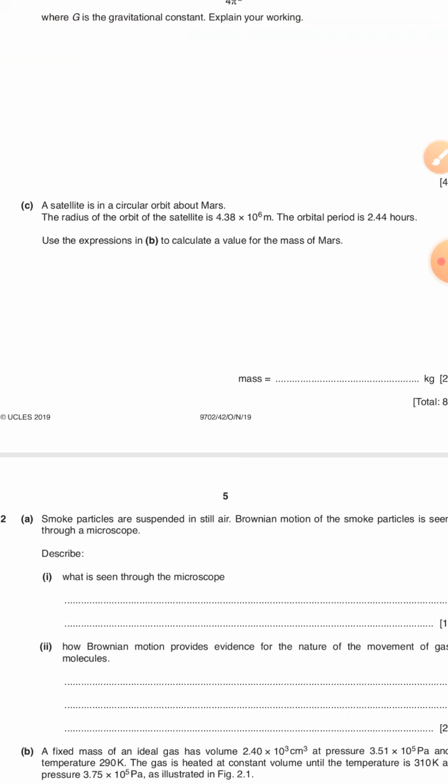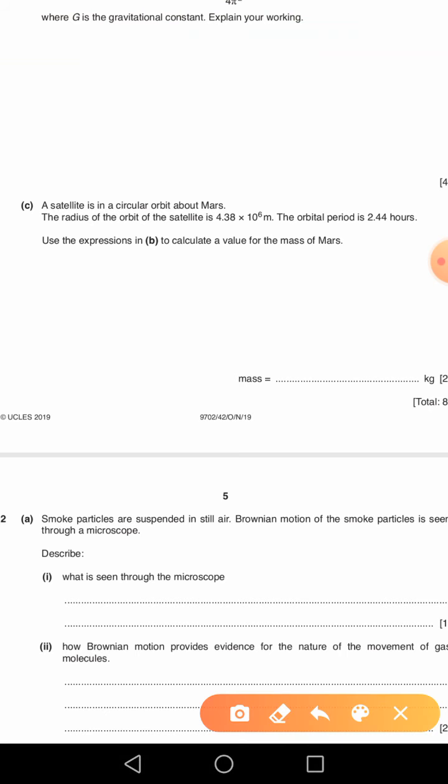So what quantities are you given? You are given the radius of the satellite's orbit, and you are given the orbital period. And now you have to calculate the value for the mass of Mars.